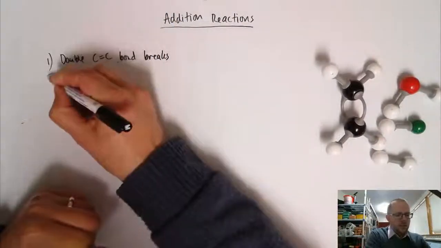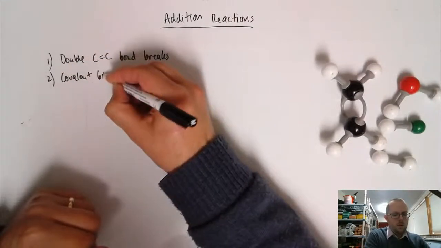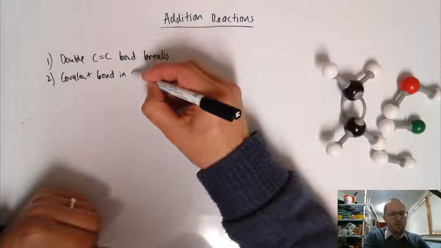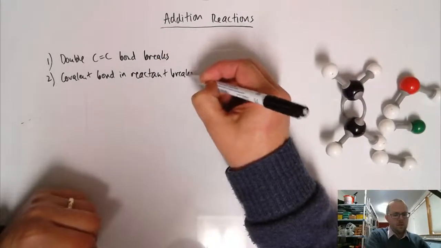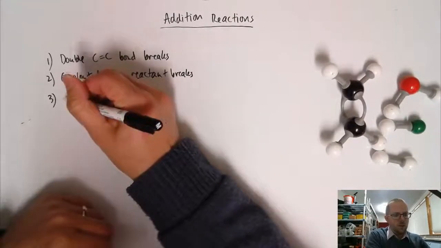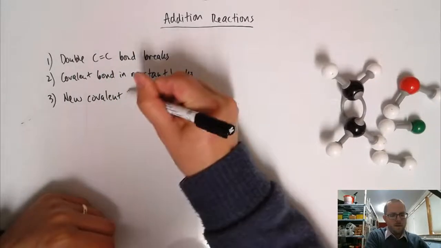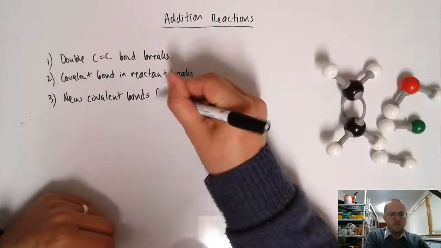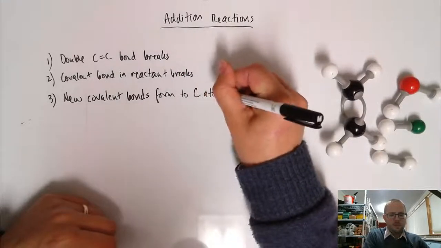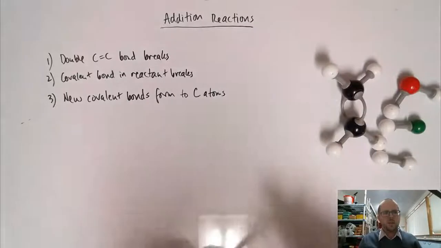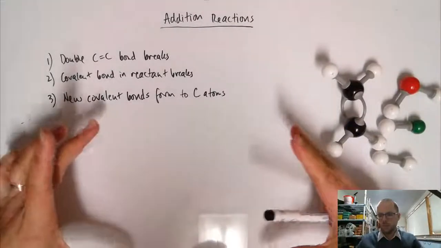The next thing is that the covalent bond in the reactant, or the other substance, breaks. And lastly, new covalent bonds form to the carbon atoms. Okay, let's see if I can keep those there and work in this space down here so you can see it.